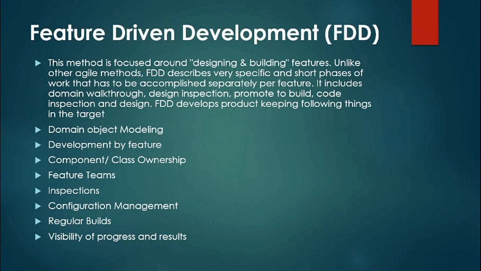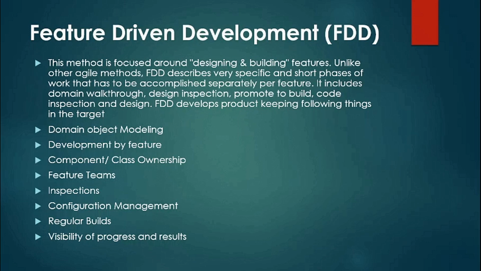Now next comes feature driven development. FDD stands for feature driven development, the method that is focused around designing and building features. Unlike other agile methods, FDD describes very specific and short phases of work that have to be accomplished separately per feature. It includes domain walkthrough, design, design inspection, promote to build, code and code inspection.